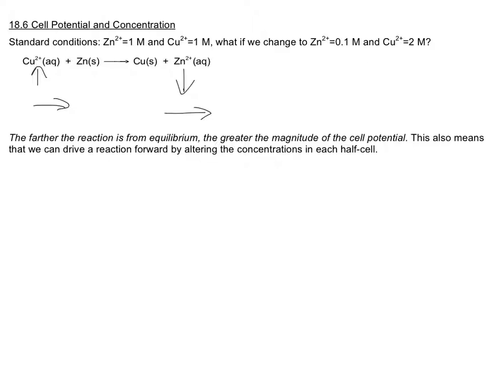So to summarize that, the farther the reaction is from equilibrium, the greater the magnitude of the cell potential. Okay, so that means that we can change the concentrations and get to a place where we're driving the half cell from one side to the other because we're so far from equilibrium. So this is what's used in batteries. This is how rechargeable batteries are used.